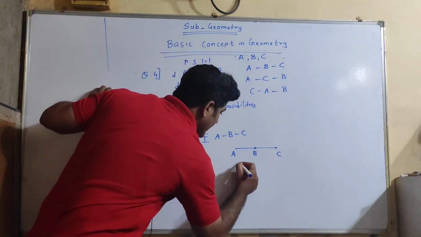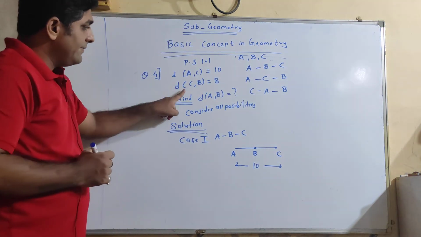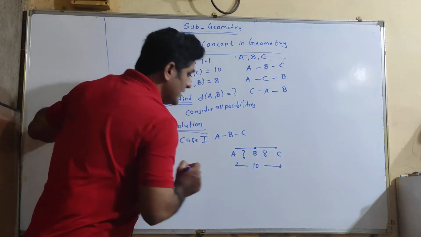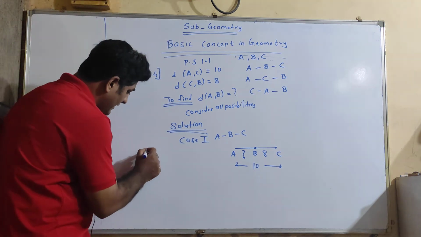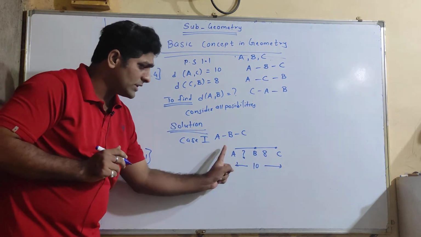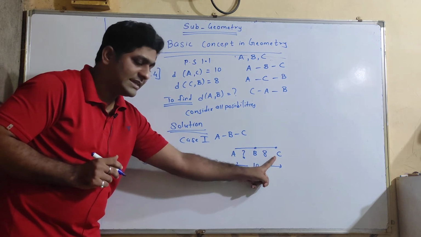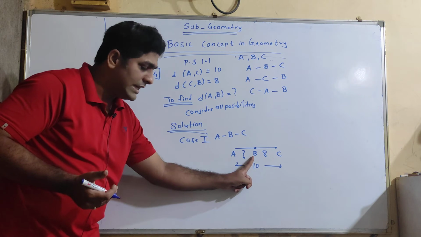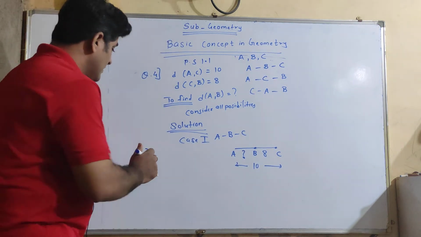Distance AC. So if I notice, this is full distance AC, 10. Distance CB is over here, 8. We are supposed to find distance AB. So now let us apply the betweenness property. Here, according to the figure, AC is the greater distance. AC is made up of 2 parts, AB and BC. So let us apply betweenness property.